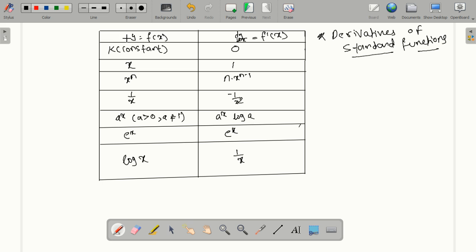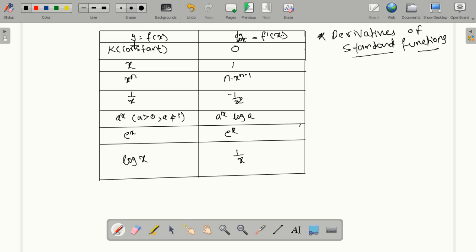Note that here y is a function of x. So you have been given that y is a function of x, and in the right hand column, dy by dx, right? So basically the derivative of y with respect to x, which is also written as f dash of x, or f prime of x. Some people pronounce it as f prime of x or f dash of x. So in the left hand column, you have a function of x, and in the right hand column, you have a derivative, right?